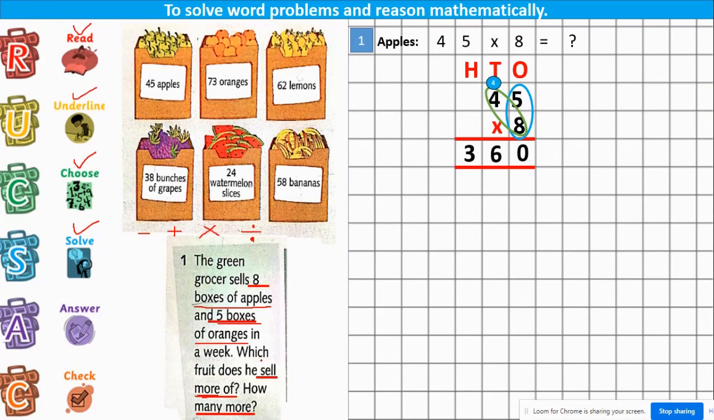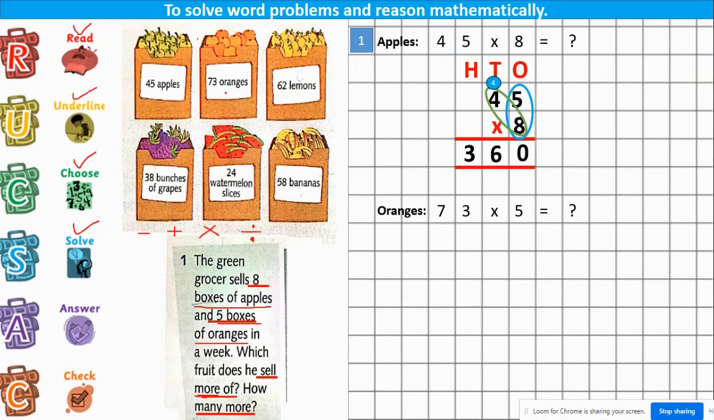The question was, which fruit does he sell more of? Did we answer that question yet? No. We have only found out how many apples are there in 8 boxes. We still have to find out how many oranges are there in 5 boxes. So let's do that. We are choosing the correct operation for this part.